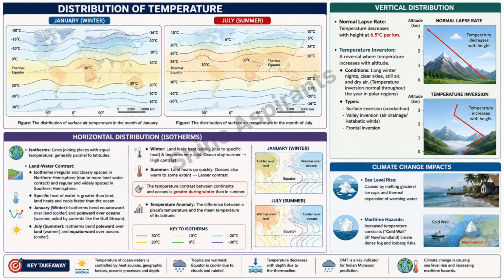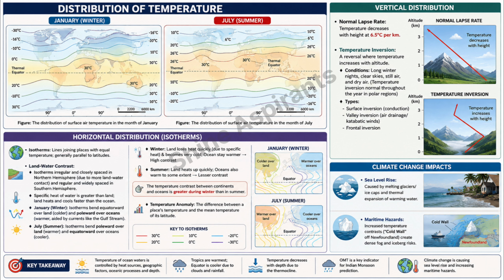January, winter in the northern hemisphere: isotherms bend equatorward over land, as land is colder, and poleward over oceans, as oceans are warmer, aided by warm currents like the Gulf Stream. July, summer in the northern hemisphere: isotherms bend poleward over land, as land is warmer, and equatorward over oceans, as oceans are cooler.